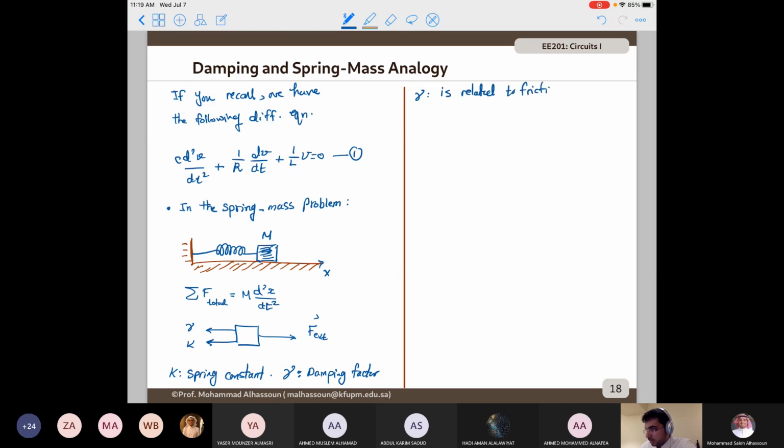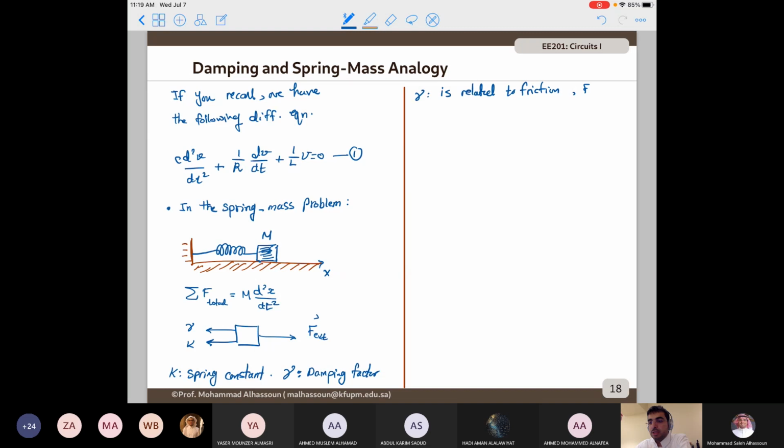So if you have a frictionless surface, then gamma will be 0. If we assume that there is no external force, this is similar to the case where we have a step, where we have a natural response. So the response is that there is no applied force. What happens here?